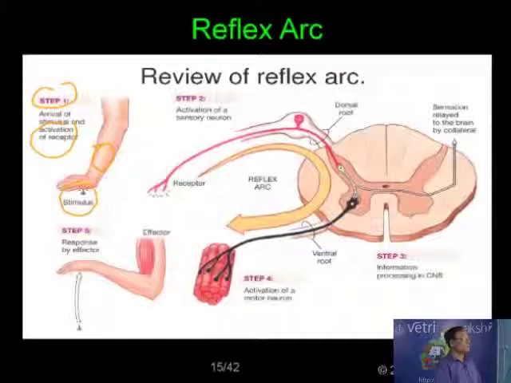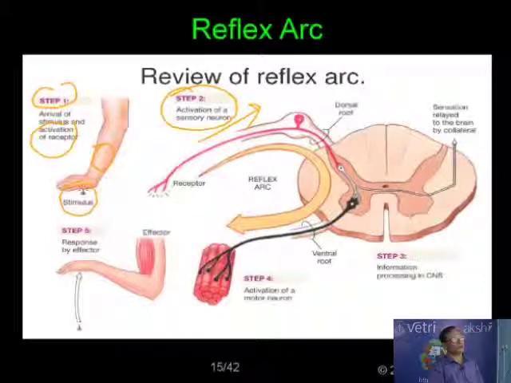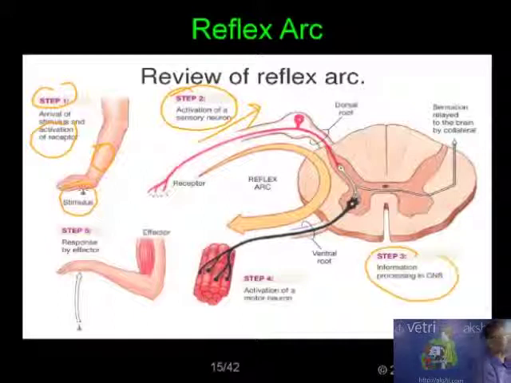Once it is stimulated, the next step is the activation of the sensory neuron, so that it can carry the information towards what is called the gray matter of the spinal cord, where the information is normally processed. It is processed in the central nervous system. Not only is it processed, that information is also carried to the brain by means of another axon, called the collateral axon.